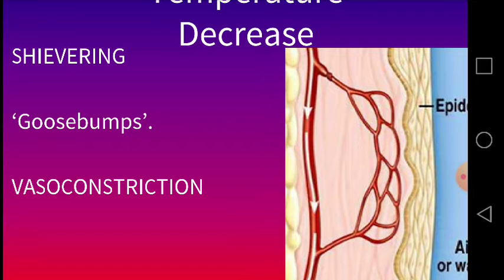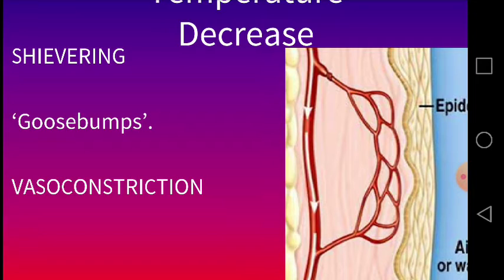So in this way the loss of heat is reduced, and this condition is called goosebumps, when the hairs are erected. This is how the body temperature is maintained when the temperature of the external environment drops.